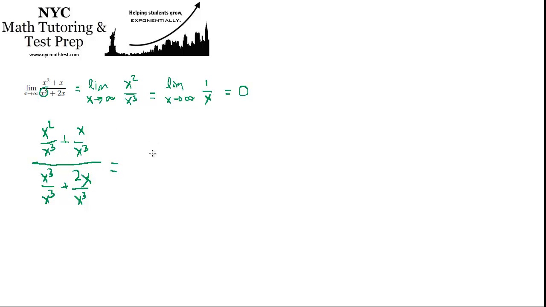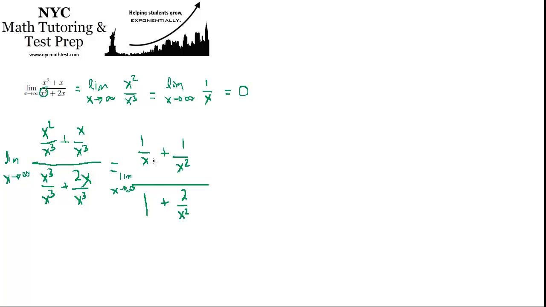You have x squared over x cubed is 1 over x. X over x cubed is 1 over x squared. And then in the denominator, x cubed over x cubed is just 1. And 2x over x cubed is 2 over x squared. And I haven't been writing it, I've been sloppy here, but I should be writing the limit as x goes to infinity. You should write that every time. Do as I say, not as I do. Same thing here, limit as x goes to infinity.